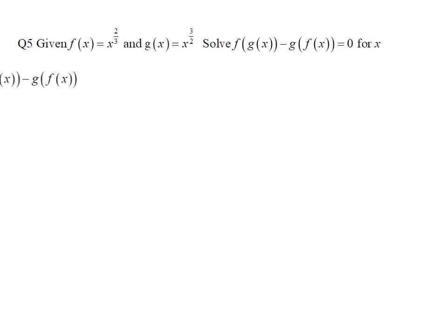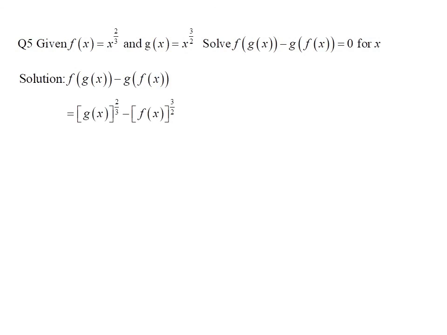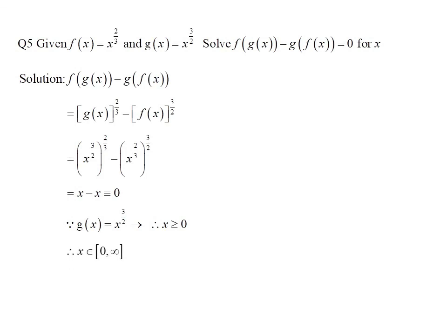Now, we express the function in composite form. We start looking at the result of fg(x) minus gf(x), and we simplify them. Finally, what we got is fg(x) minus gf(x) always equals 0, which means the solution set for this question is all the positive real numbers plus 0.